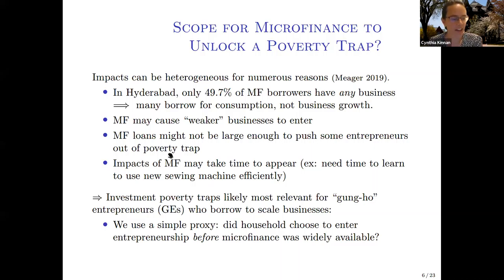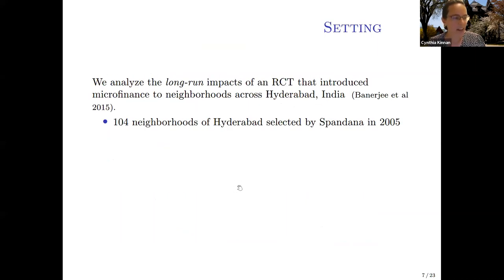Our simple proxy for that is going to be, did a given household enter entrepreneurship before microfinance was widely available? That is, at the time when our implementing partner in this setting came in and started offering microloans, did a particular household already have a business? And so when I refer to GEs or gung-ho entrepreneurs, I'm going to be referring to households who meet that criteria. Okay, so let me tell you more about what we do.